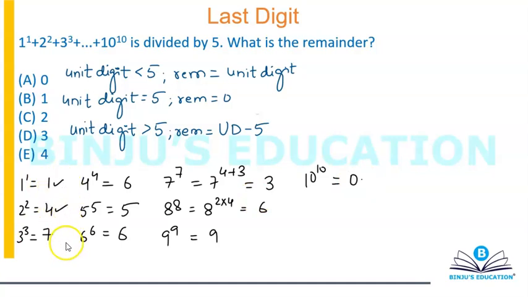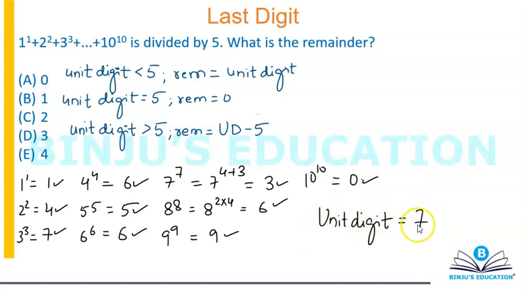That's it. Let's add these numbers. 1 and 4, 5. 5 and 7, 12. 12 and 6, 18. 18 and 5, 23, 23 and 6, 29, 29 and 9, 38, 38 and 9, 47, 47 plus 0 is 47. So what's the unit digit? Unit digit is 7.